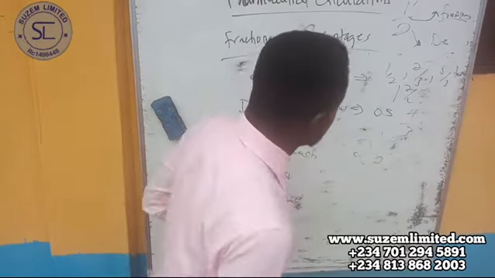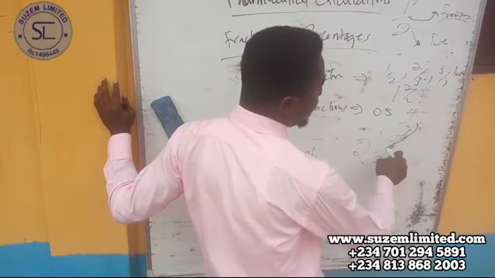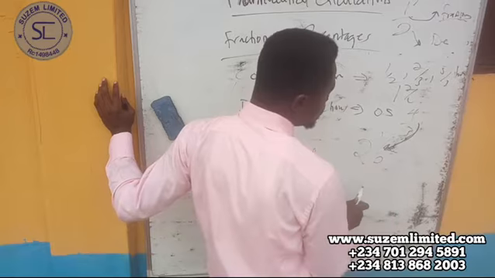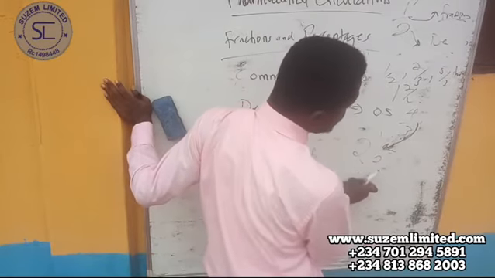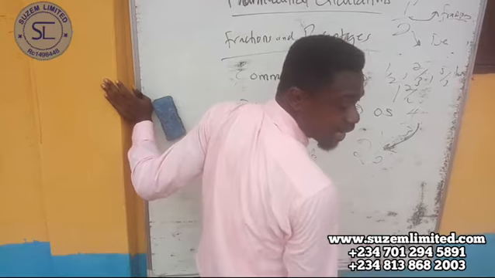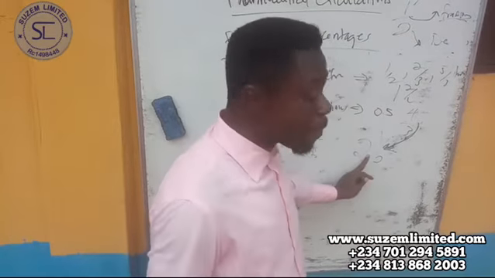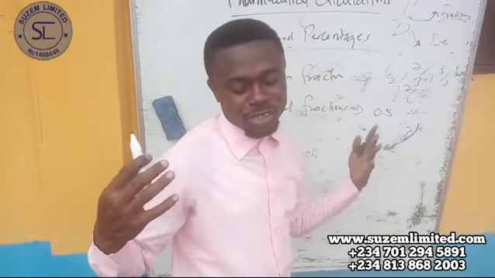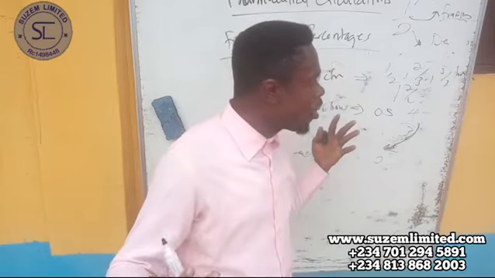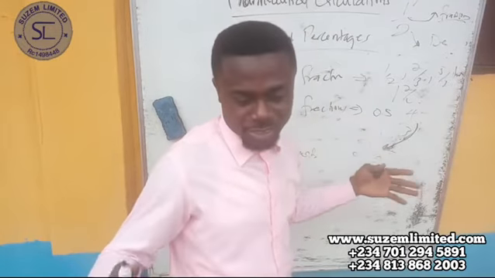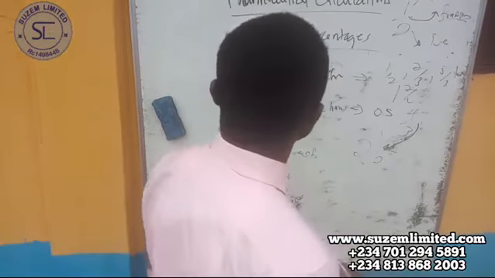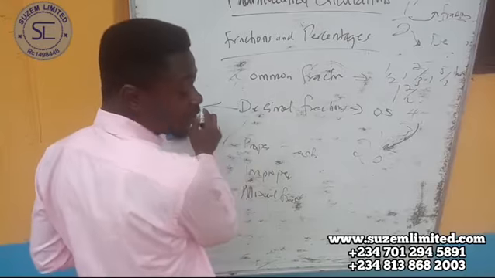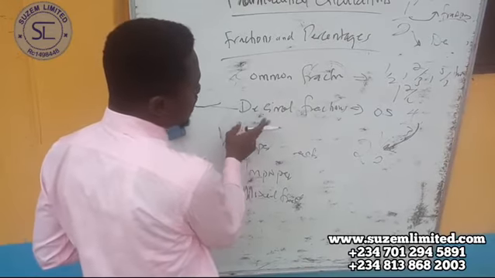Sometimes this improper fraction, maybe after calculation, is normally converted back to mixed fraction, because you don't leave the answer like this in an improper fraction. You put it in mixed fraction. I'm just trying to refresh our memory on what we've known from primary school till now about fractions and decimals. Under fraction we have common fraction and decimal fraction.